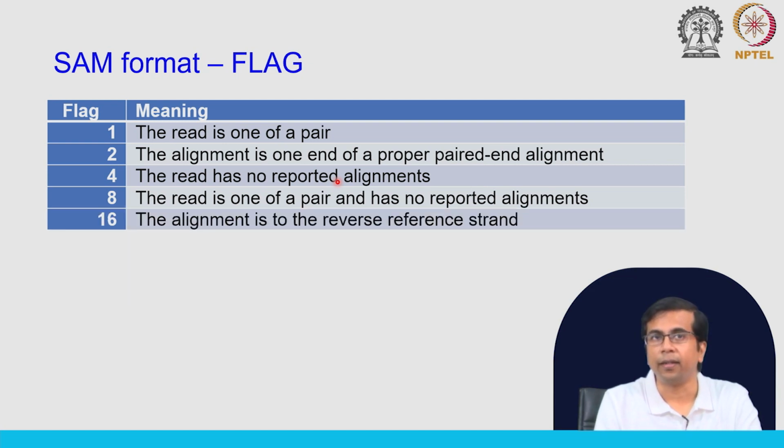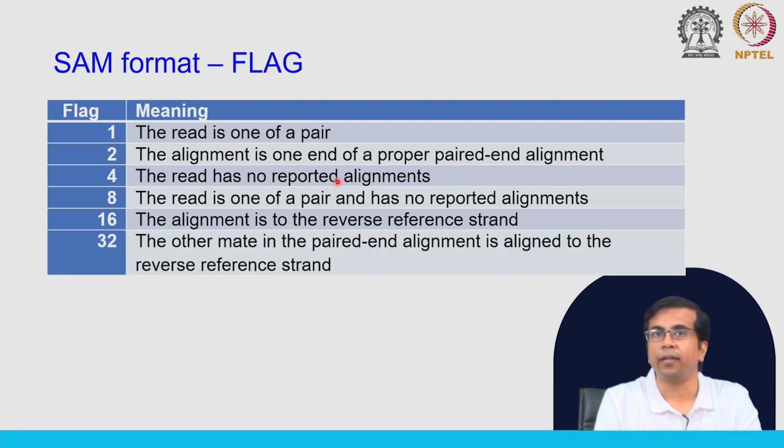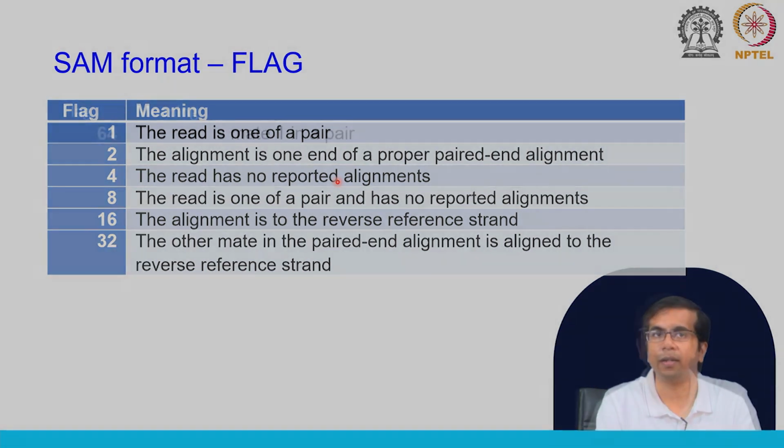Now, flag 16 is the alignment is to the reverse of the reference sequence, so reverse of the reference strand. And then you have 32, which is describing the alignment of the mate. So 16 is the alignment of the read that you are working with, the read for which you have the Q name. This value of the flag is for the mate. So the mate or the pair in the paired end alignment is aligned to the reference strand. It gives you the orientation, which one is occurring upstream of the other one. So this information is given here.